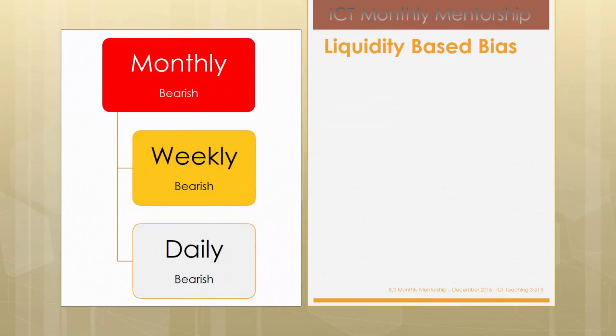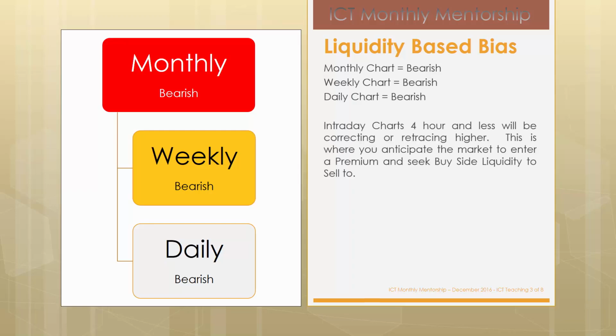Okay, liquidity-based bias. If the monthly chart is bearish, the weekly chart's bearish, and the daily chart's bearish, that'll give us a wonderful opportunity to get in sync with institutional order flow. Intraday charts, 4 hours and less, will be correcting and retracing higher. Now again, the markets are predisposed to go lower because on the monthly, the weekly, and the daily, we have arrived at a bias where we have seen price want to go lower.